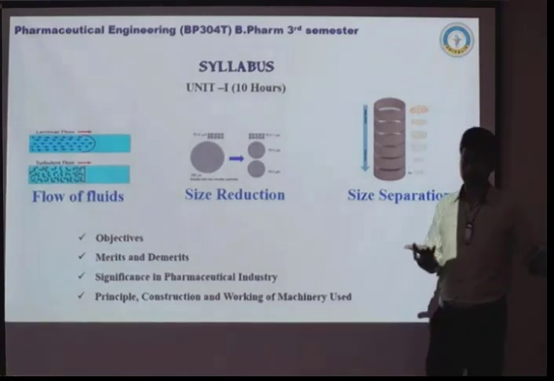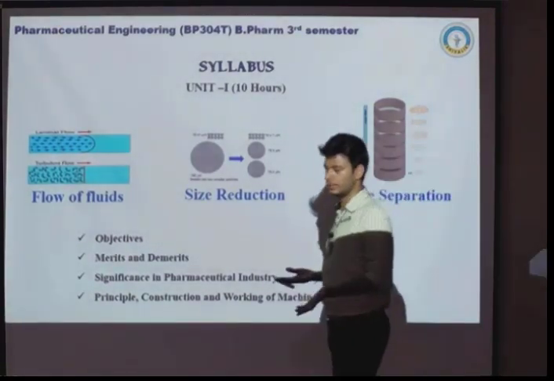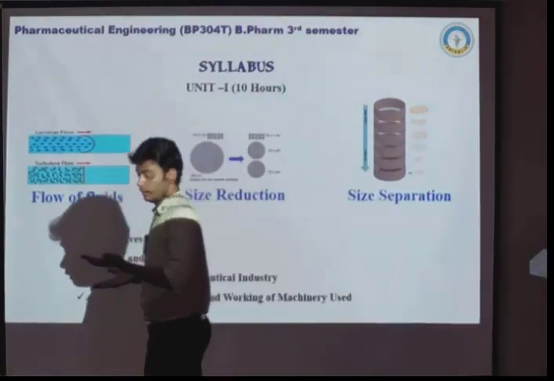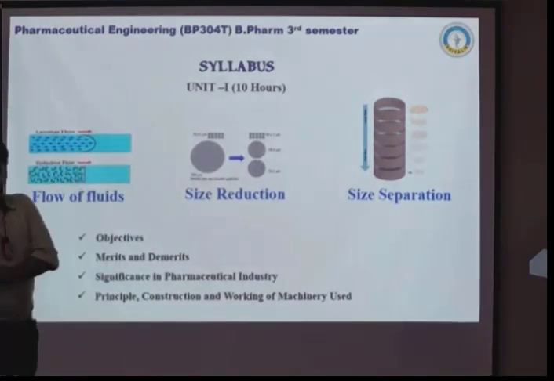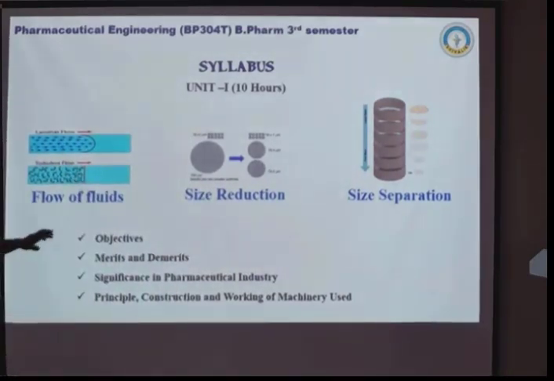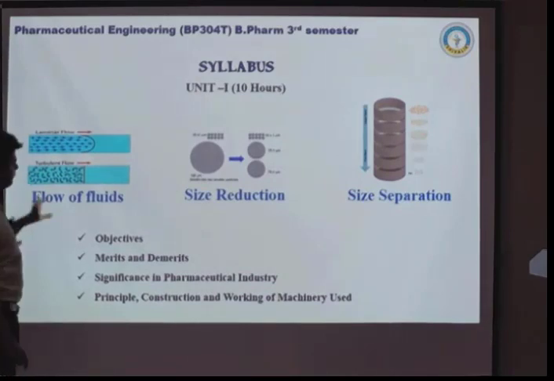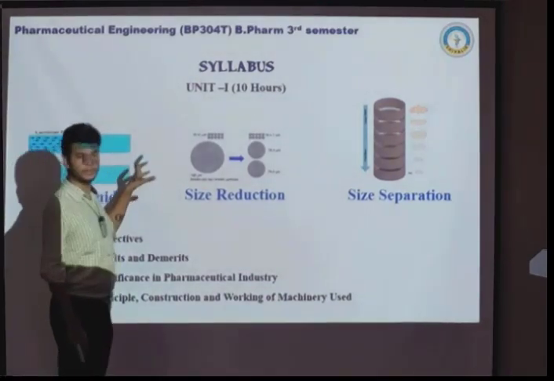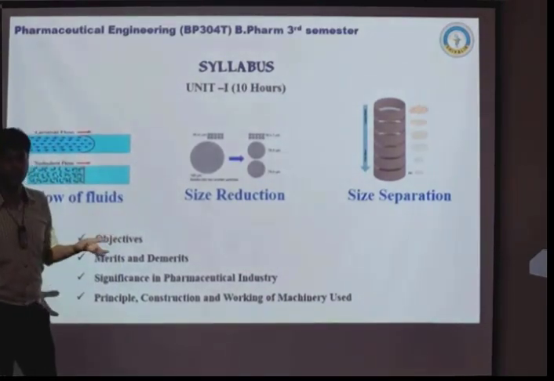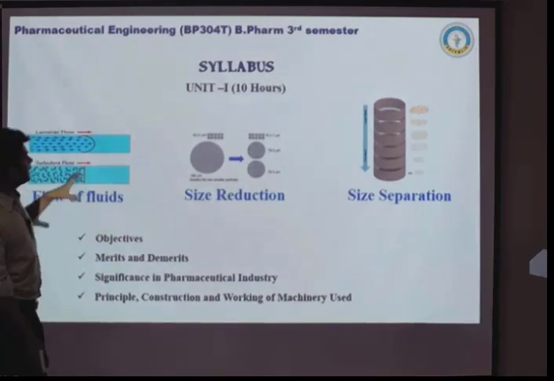Now, the syllabus. You already know the syllabus as your regular syllabus. Generally, we have 5 units in each subject. In pharmaceutical engineering 2, we have 5 different units. I will give you an overall gist of each unit that we will be studying in the pharmaceutical engineering subject.